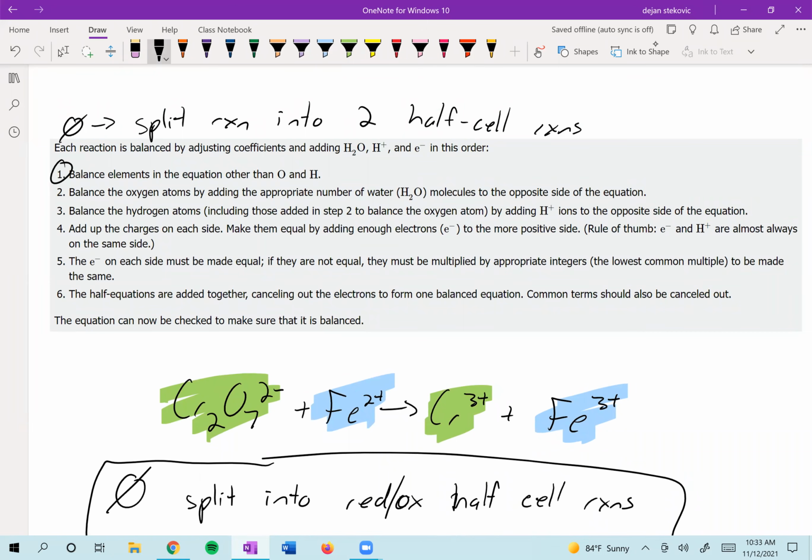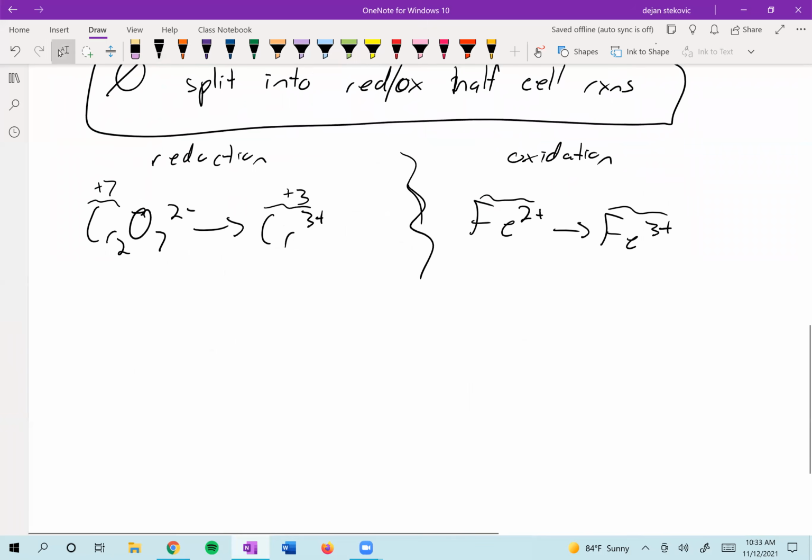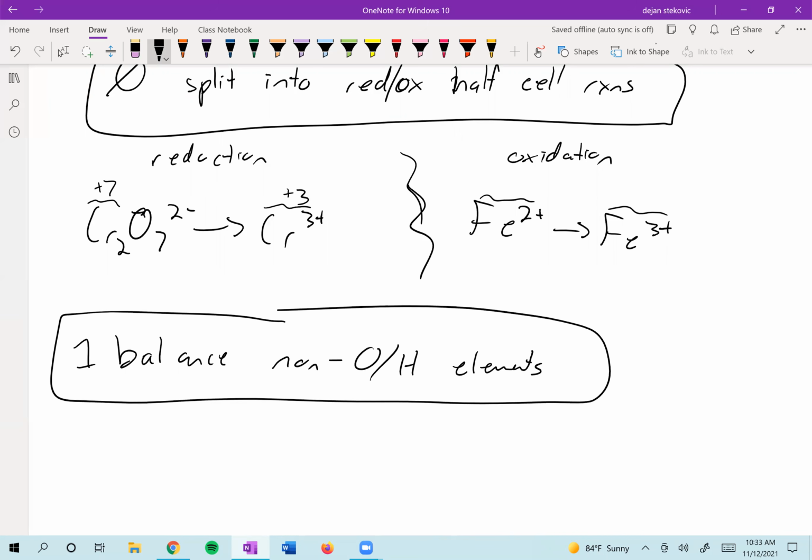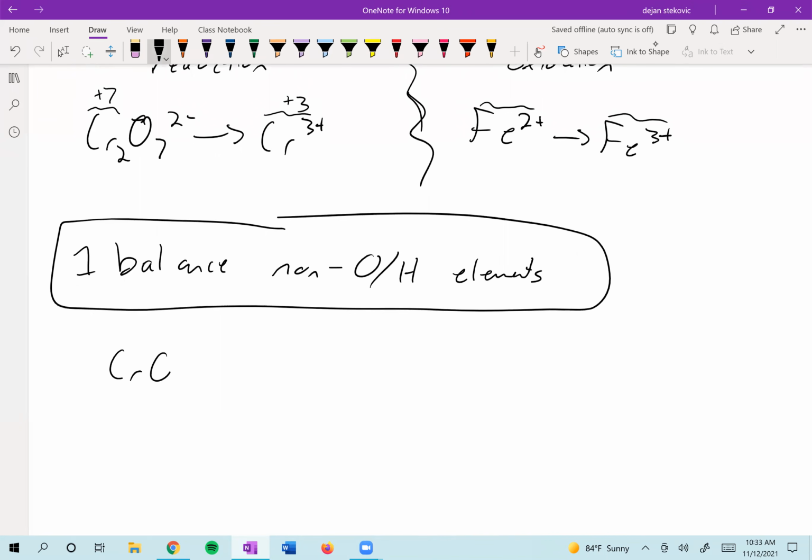Then the next step, we're going to want to balance elements in the equation other than oxygen or hydrogens. So balance non-oxygen/hydrogen elements. And I'm just going to go ahead and rewrite this equation. I'm going to rewrite this equation a lot. You don't have to when you're doing these problems. I'm just doing it to make sure that I'm being super clear what's occurring in each step. But once you get pretty good at it, you do not have to keep rewriting these.